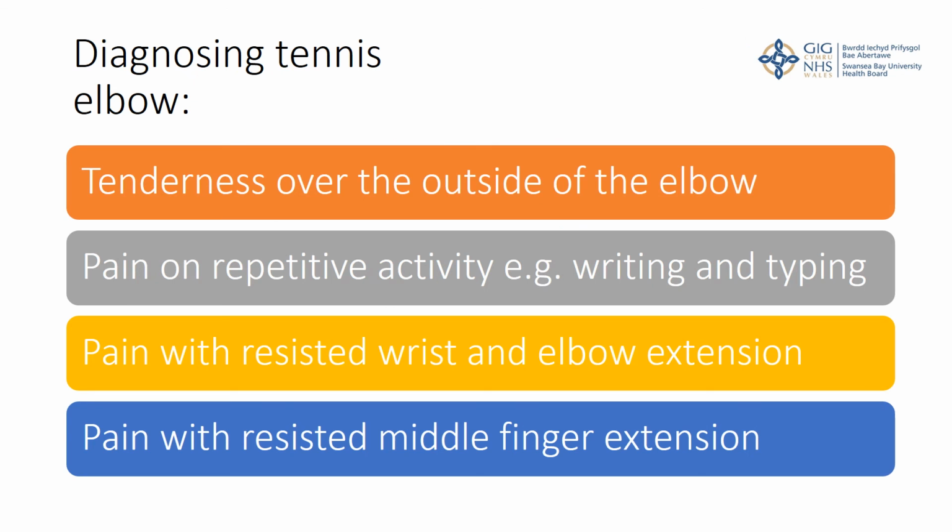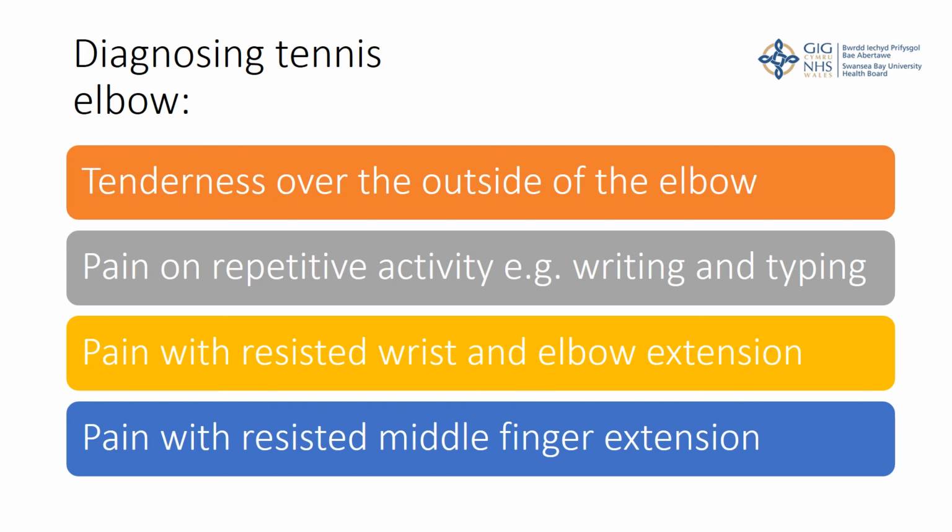Diagnosing tennis elbow. A large part of the diagnosis will come from your history of injury. Your healthcare professional will likely ask you about how your symptoms first came about, distribution of your symptoms, and also ask you what makes your symptoms better or worse. Common signs for diagnosing tennis elbow include tenderness on the outside of the elbow. Tenderness will typically be localized to the lateral epicondyle or the common extensor tendon, as mentioned in the previous slide on anatomy.